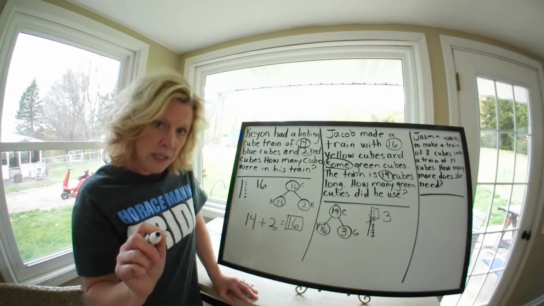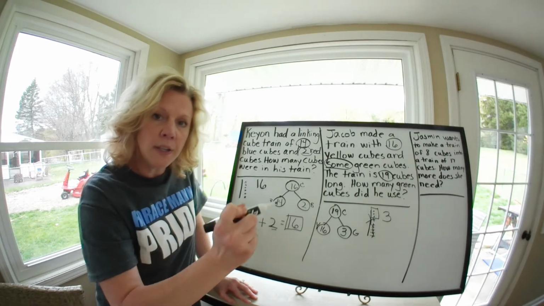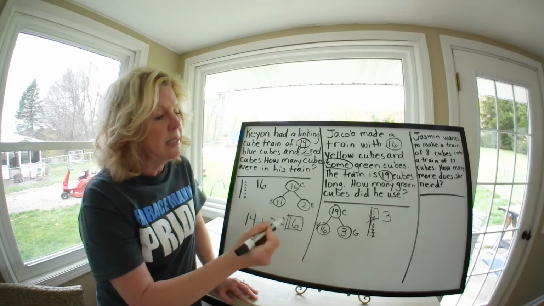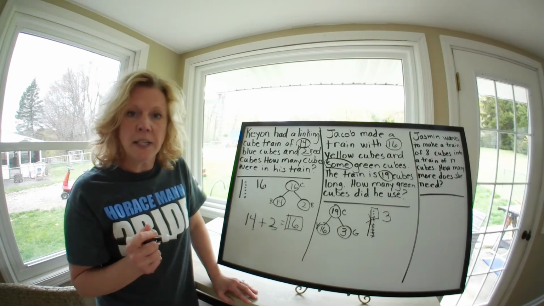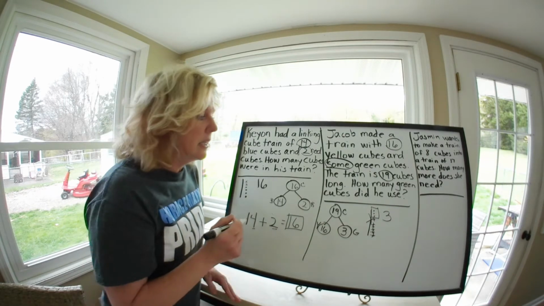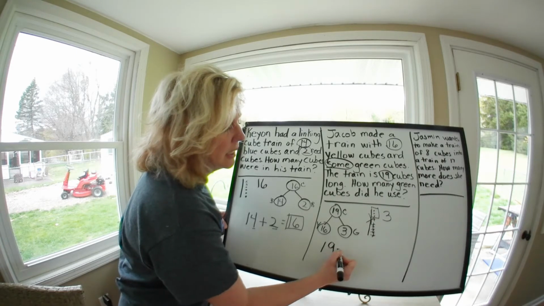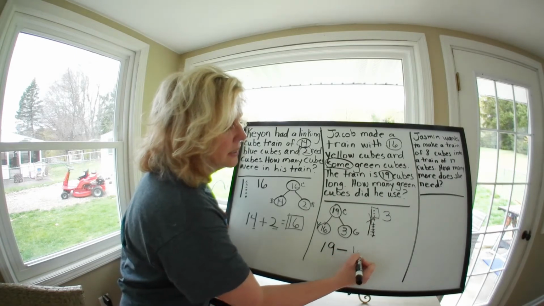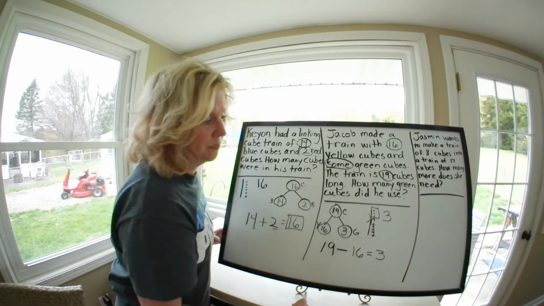Do you see how slowly I did that? And do you see how organized I did that? By making sure that everything was in a straight line, I was able to see clearly what I was trying to do and how many I needed to cross off. Now, the number sentence for this is 19. And this time we're taking away 16, and that's going to give us our 3.